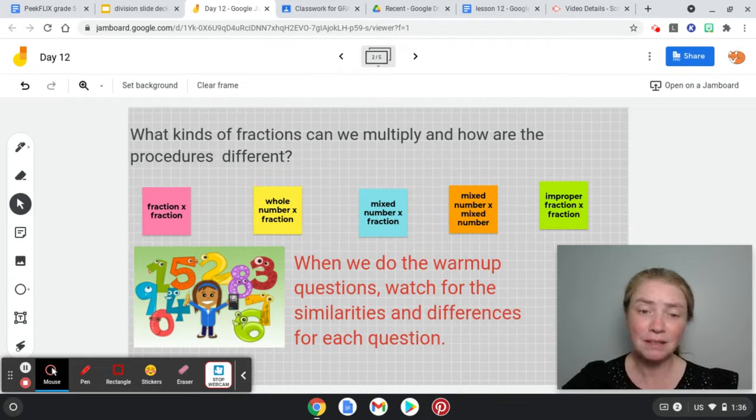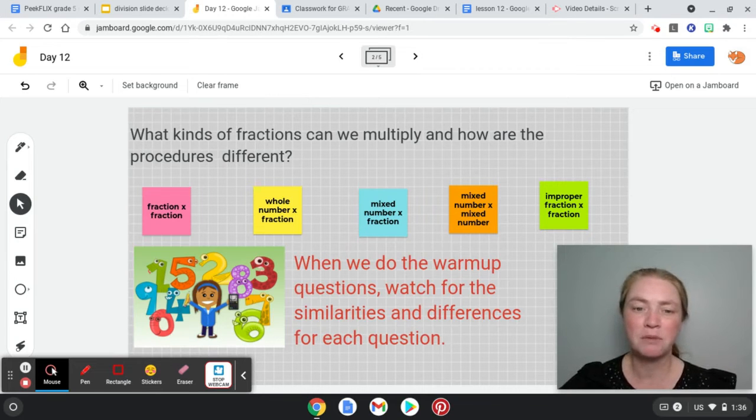Now, in fractions, it's probably the easiest operation of all because we don't have to remember to make equivalent fractions. We do not need to make common denominators. We just are straight up multiplying numerator times numerator and denominator times denominator.